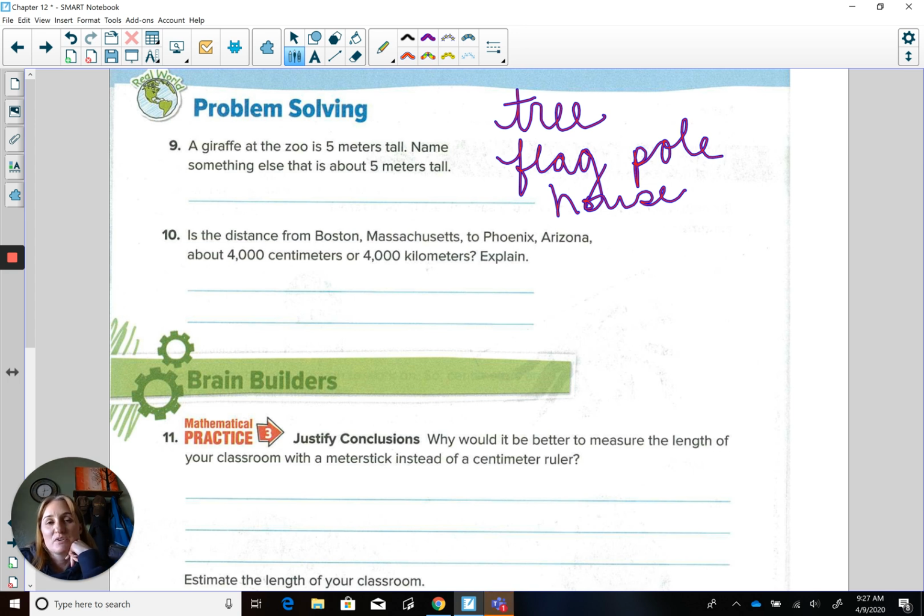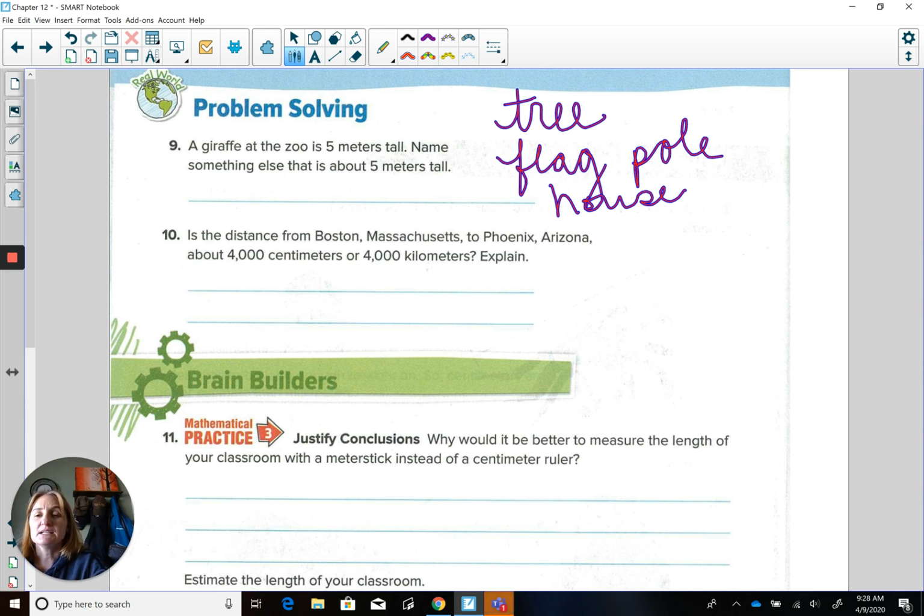Okay, I wrote 3 things down. Yours might not be the exact same thing that I came up with, and that's okay. But do they all kind of have something in common where they stand tall? If you have never seen a giraffe before, they are ridiculously tall. But you can kind of compare them to that.